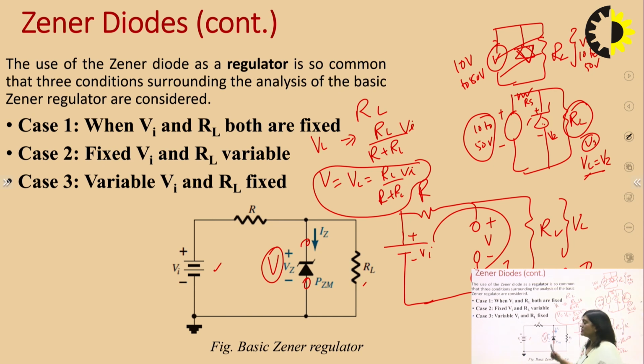Now if this voltage V that we have calculated with the help of this formula is greater than the VZ voltage or equal to the VZ voltage, then this diode will be replaced with a VZ voltage. And if this V is less than the VZ, then the diode will be in the open circuit.